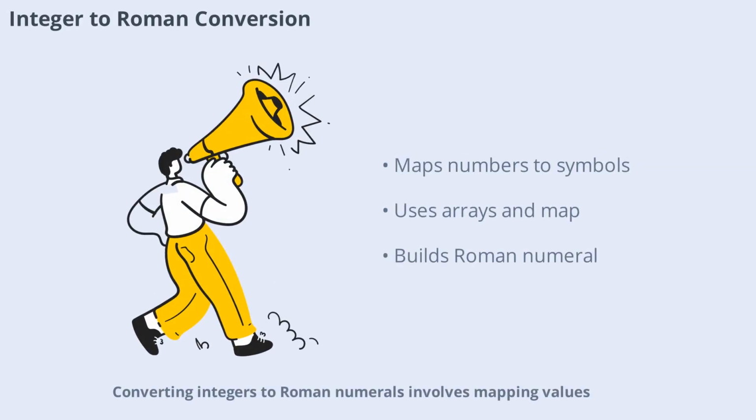Converting integers to Roman numerals involves mapping values to symbols and subtracting as you build the result. The program uses arrays and a map to handle the conversion, demonstrating advanced string manipulation and data structures.